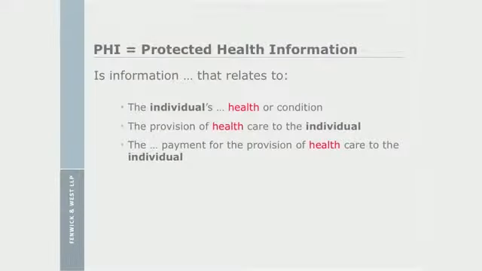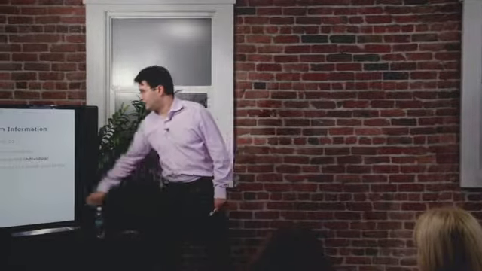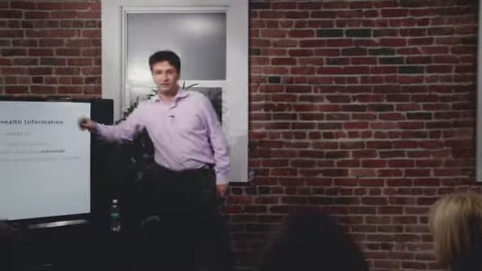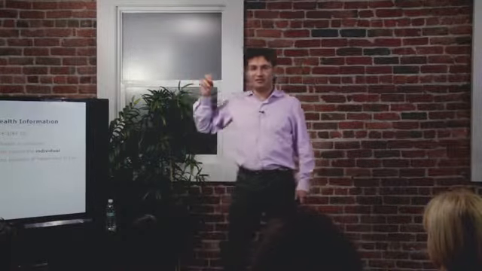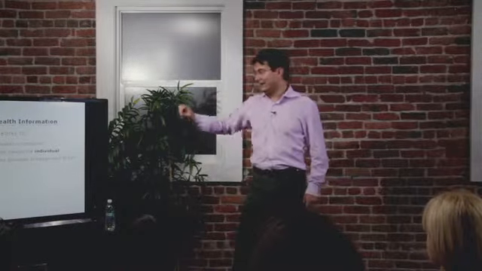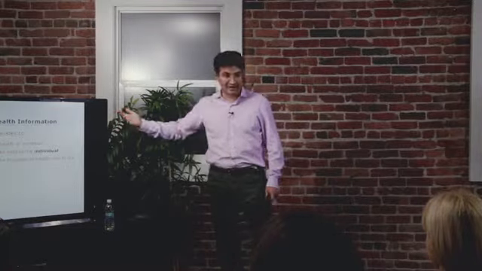So let's go back to the definition of PHI, which is really what you need to pay attention to here. Protected health information: information that relates to the individual's health or condition, the provision of health care to the individual, or the payment for the provision of health care to the individual. You see the two common denominators, individual and health. So it's got to be information that relates to an individual, and it does have to relate to health care.